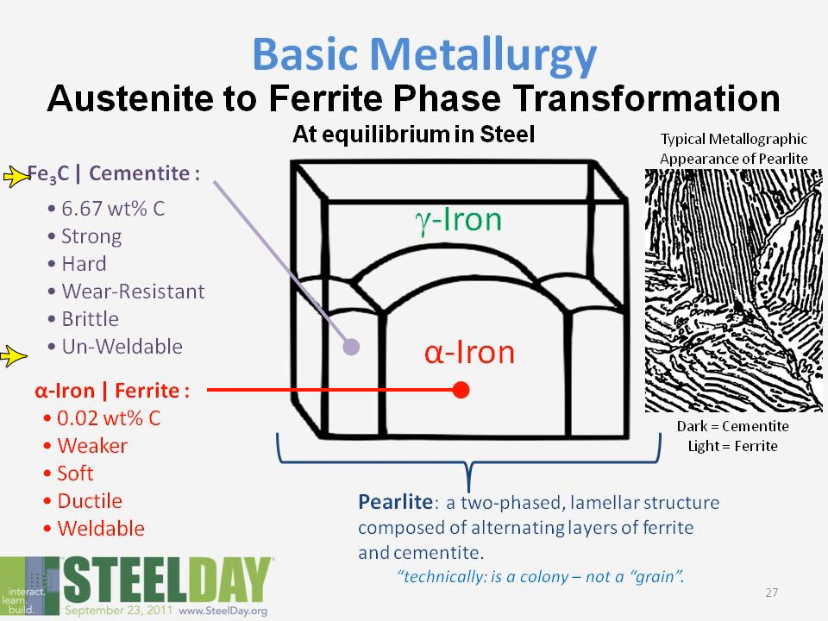Whereas the white parts in the microstructure are made up of ferrite with the lower carbon content. It's much weaker than the cementite. It's also softer, more ductile, and weldable. So the combination of the two together is known as pearlite. It's not really a grain, it's a colony, but very often, for the sake of simplicity, we'll talk about pearlite grains.